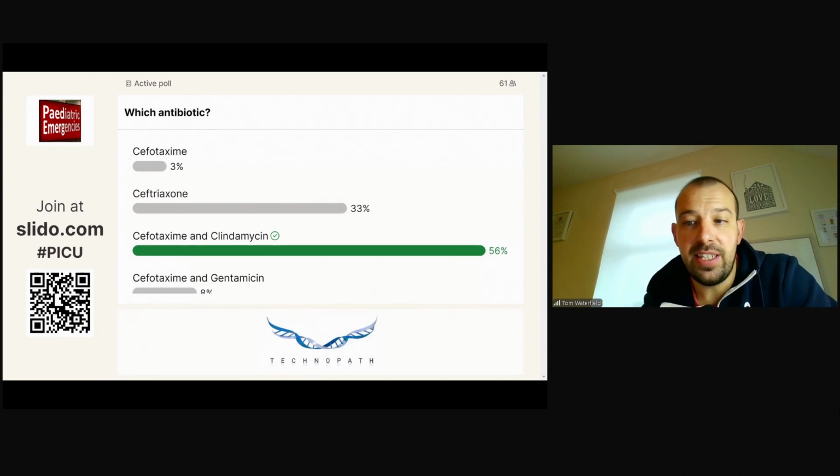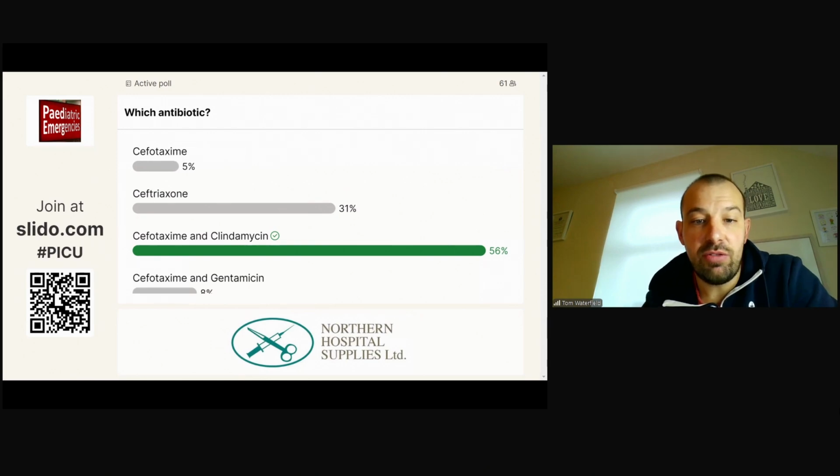I think clindamycin in this case, if you've made a positive diagnosis of streptococcal toxic shock, or you think it's very likely, is a really good shout. Gentamicin is reasonable, but I wouldn't, without clindamycin, I think it's useful if you're thinking gram negative, if you've got a renal or intra-abdominal suspected cause of your sepsis.